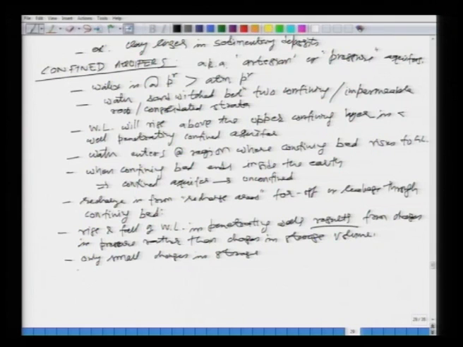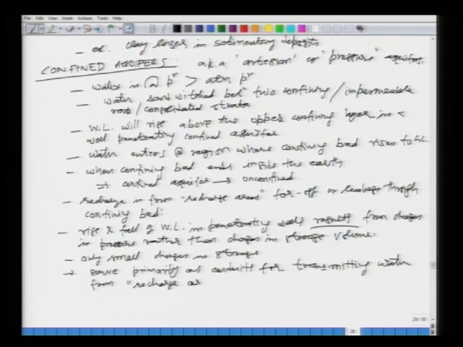And that basically means that these confined aquifers serve primarily as conduits for transmitting the water from the recharge areas to natural or artificial discharge locations.